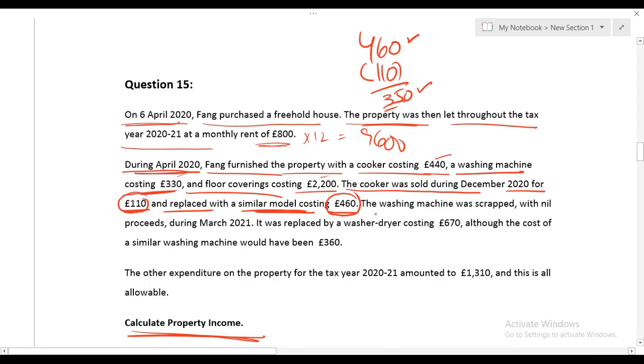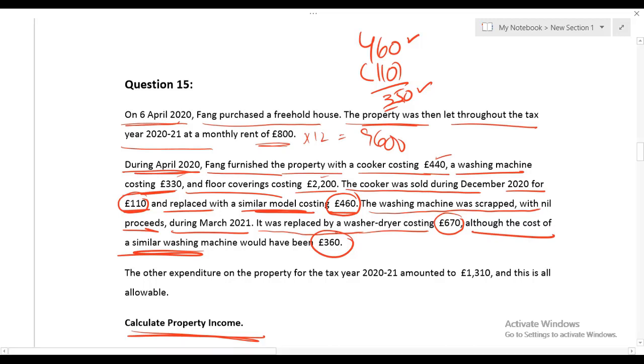The washing machine was scrapped with nil proceeds. So the washing machine is scrapped and you did not get even a single penny. During March 21, it was replaced by a washer dryer costing 670. Let me clear one more thing. Replacement furniture relief is only available when you are replacing the furniture with a similar thing, a similar model, not with the advanced model. Although the cost of a similar washing machine would have been 360, so instead of getting the replacement furniture relief of 670, you will get the replacement furniture relief of 360.